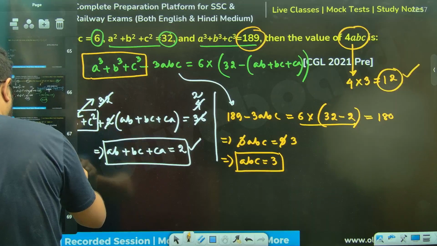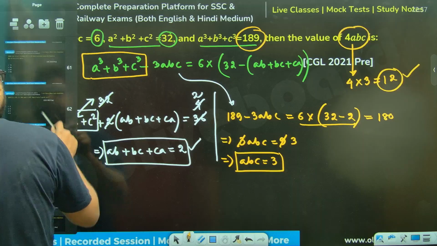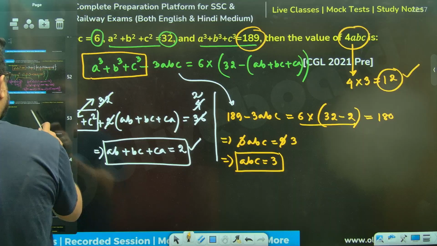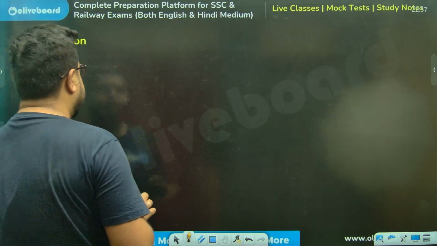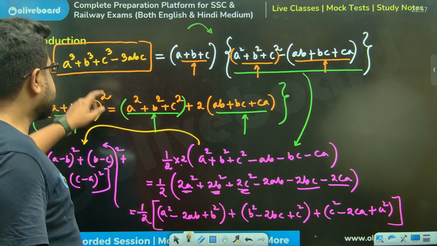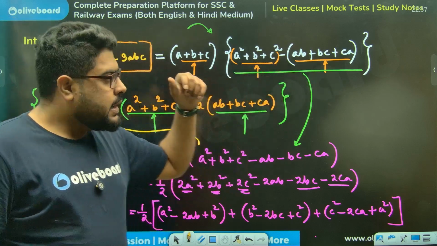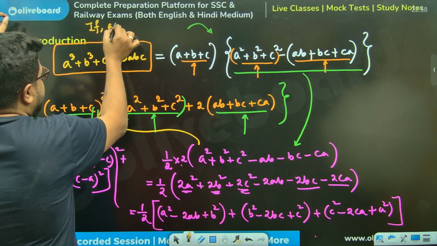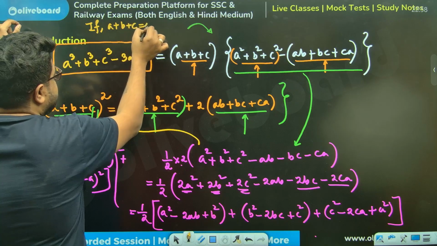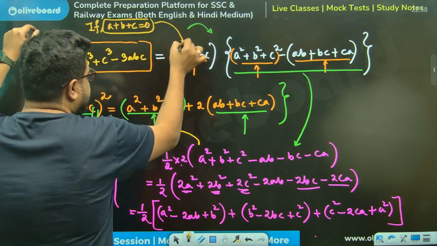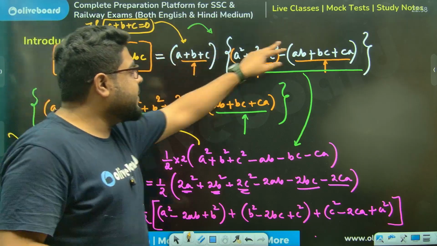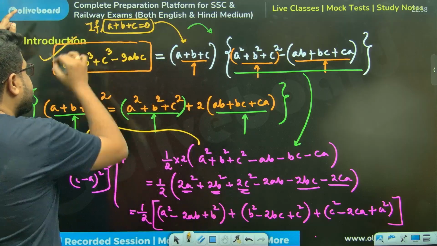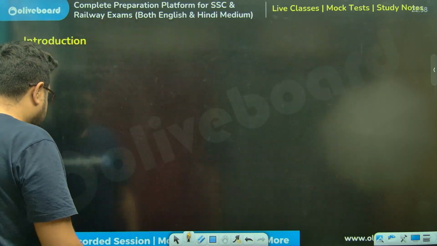Sir, I was talking about just one simple logic. Always remember, rather let me show you. If A plus B plus C equals 0, meaning if you put 0 into this, then 0 into anything is 0, no? That means this whole thing becomes 0. So that is one property.